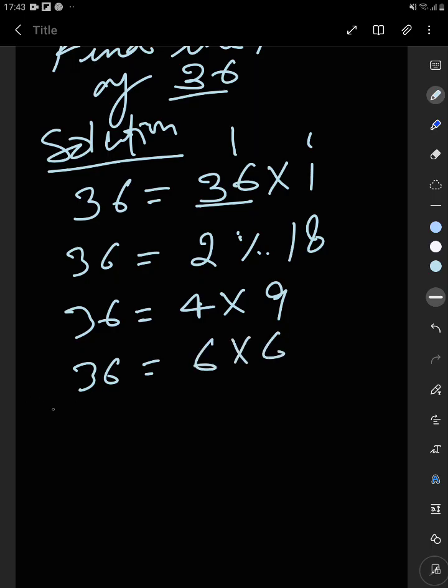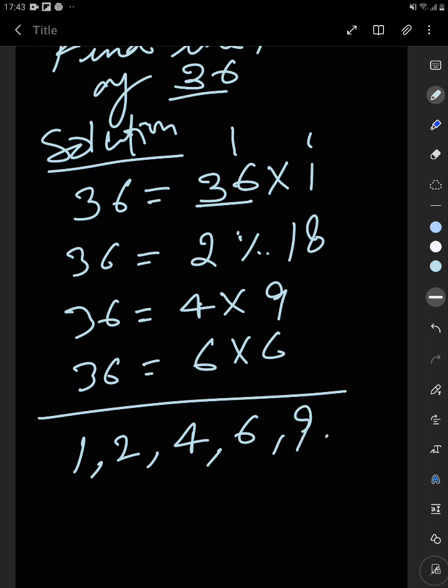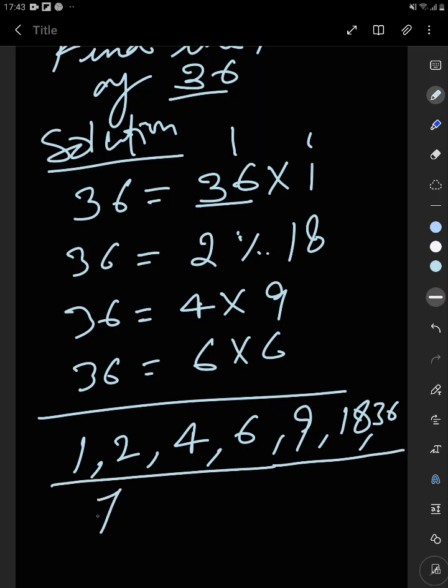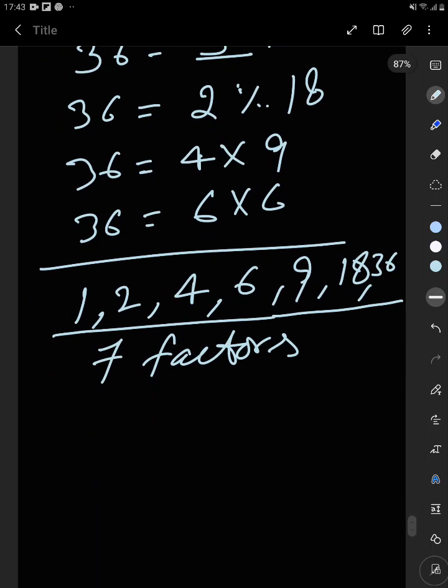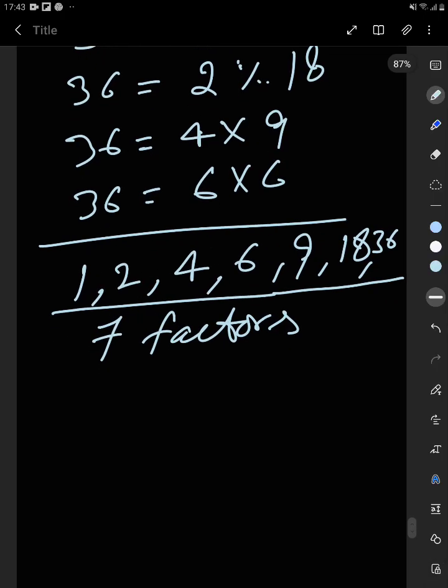So how many factors do we have? We have 1, 2, 4, 6, 9, 18, and 36 itself, not to forget. So how many factors are there? 7 factors in total, because all these numbers can divide 36 exactly without any remainder. These are the exact divisors. Now we'll come to example number 3.